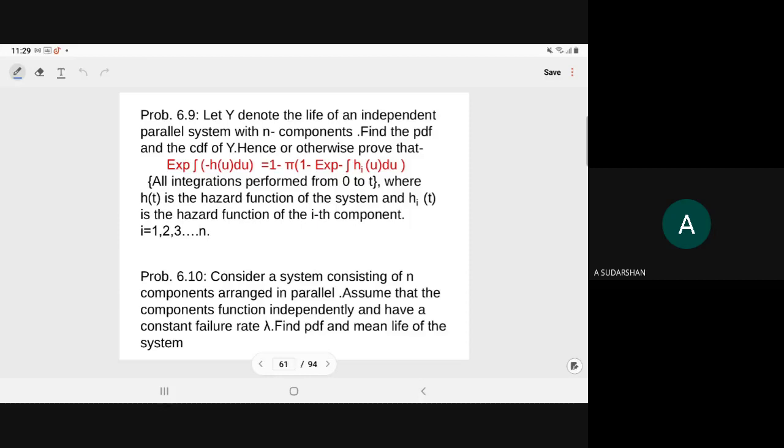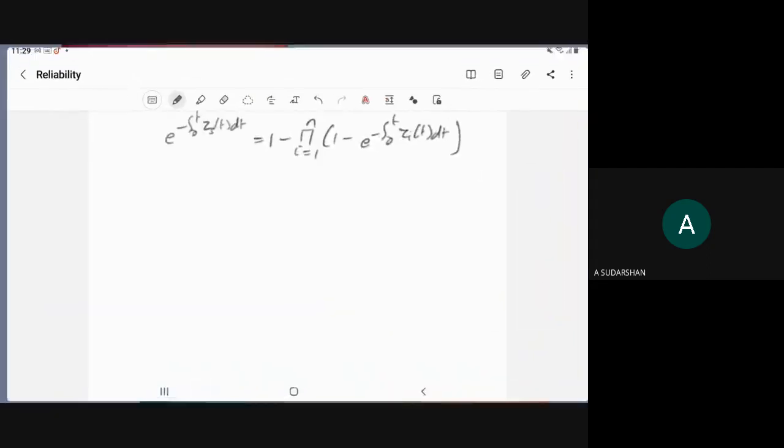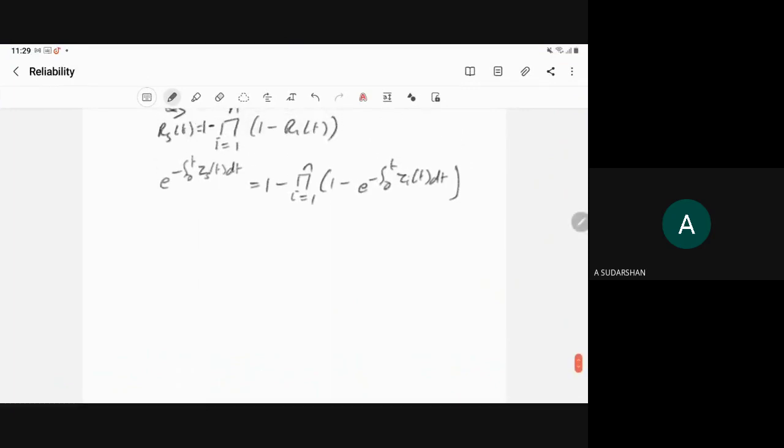So it is written here. Let Y denote the life of the parallel system with n components. Find PDF and CDF of Y. Hence or otherwise prove that exponential of minus integral 0 to t h(u) du is equal to 1 minus product of 1 minus exponential of minus integral 0 to t h_i(u) du. The same thing we have proved here. Instead of the hazard rate h, we have written the z.